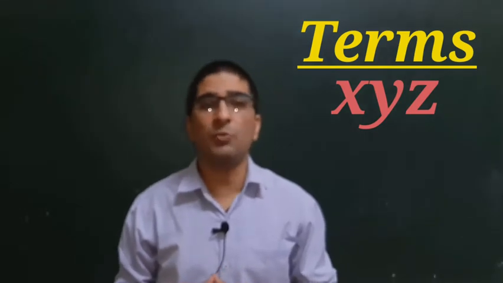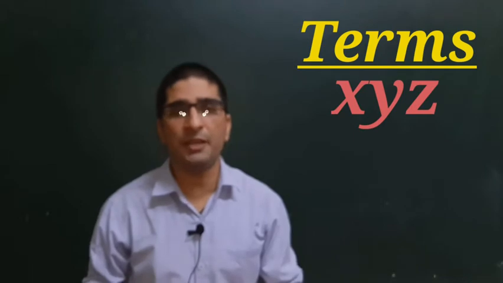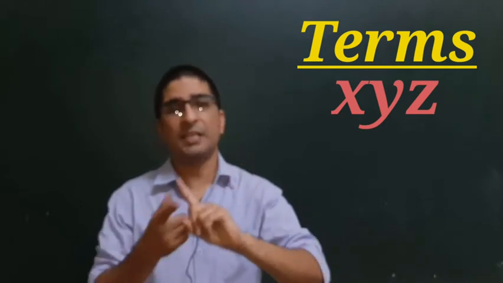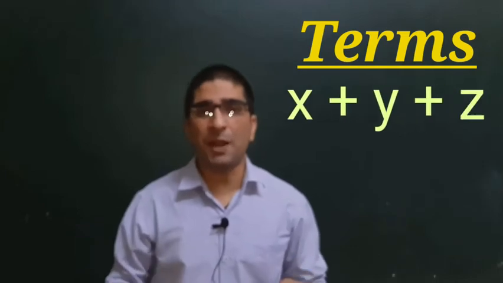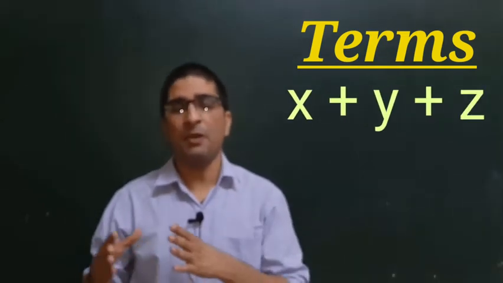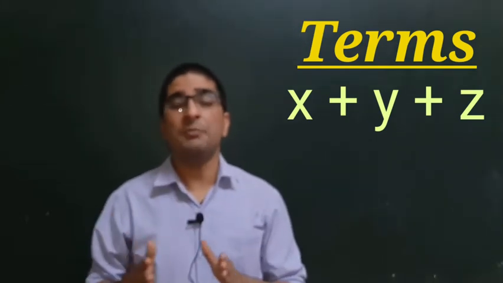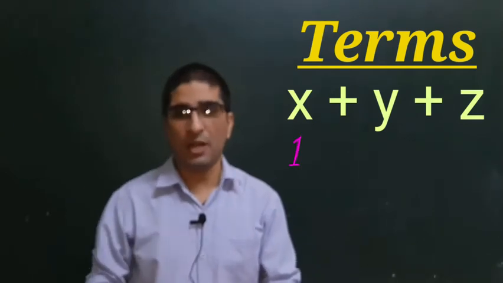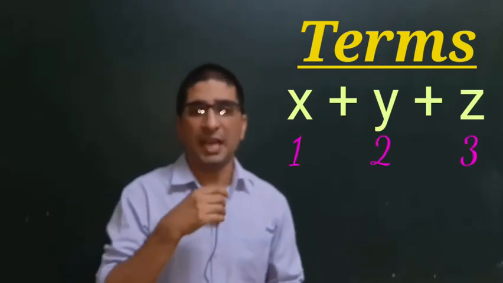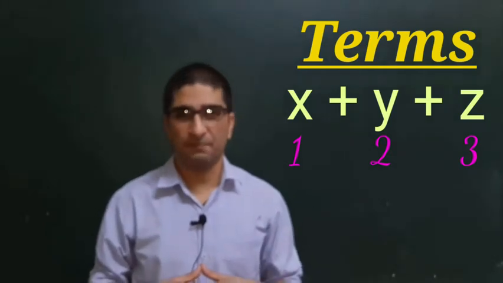A product is always a single term. So x, y, z, how many terms will we have here? One term: x into y into z. But x plus y plus z, you check. Since the terms are separated by plus and minus, x is one term, y is another term and z is another term. That means we have a total of three terms here.